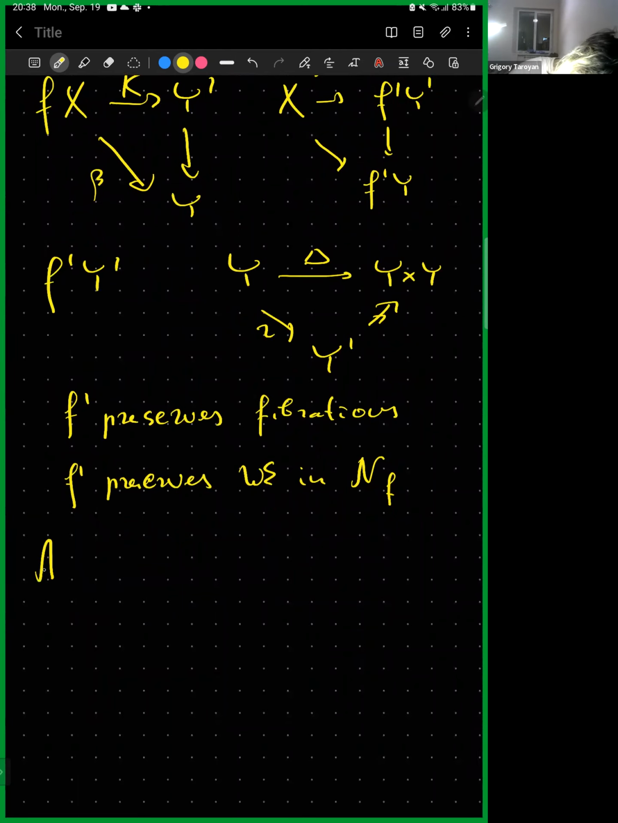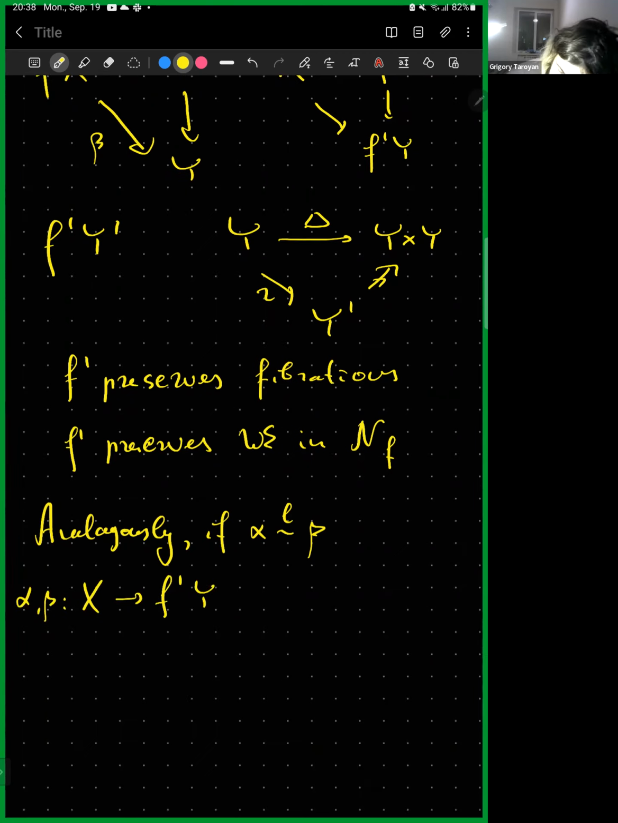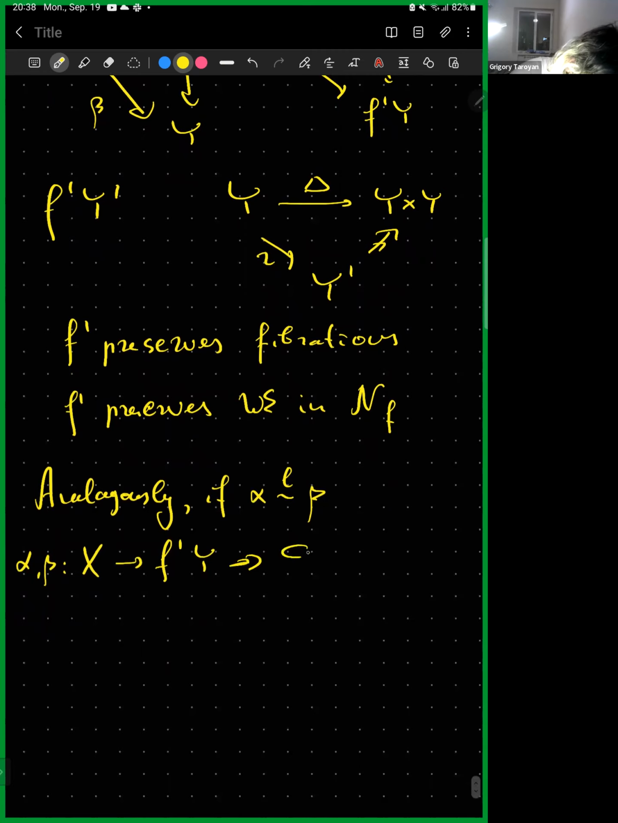And in complete analogy, if alpha is left homotopic to beta, where alpha and beta are maps between these two objects, then their pre-images under the isomorphism phi are also left homotopic.